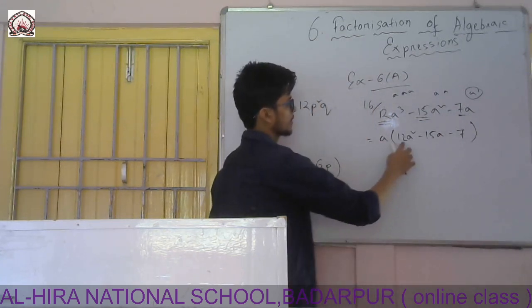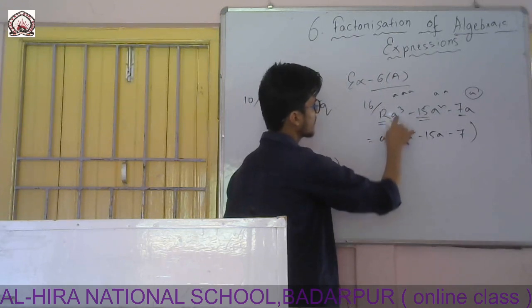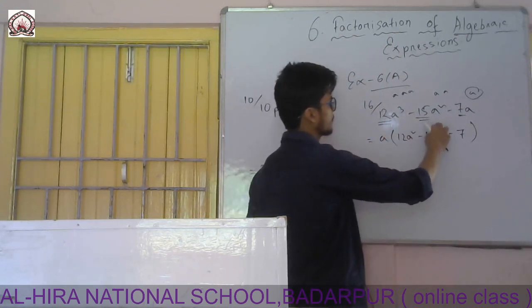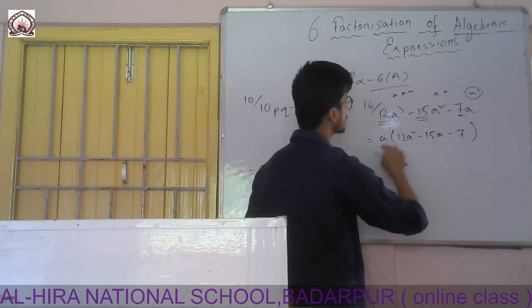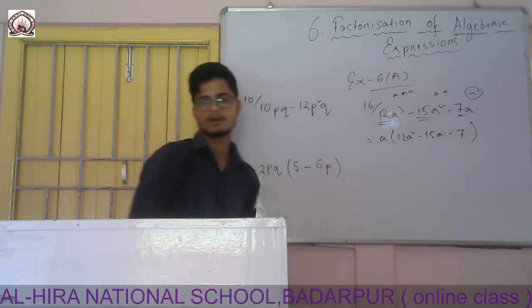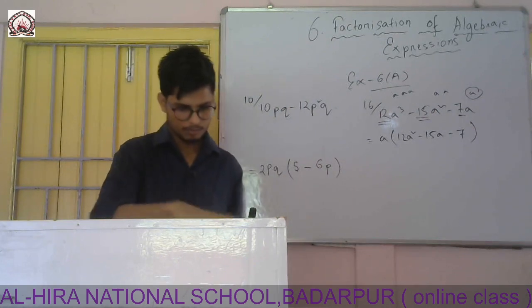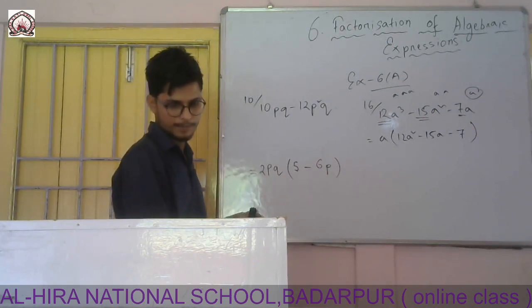So now you check, 12, A square into A is A cube, minus 15, A into A is A square, minus 7 into A is 7A. Okay. Now question number 18.